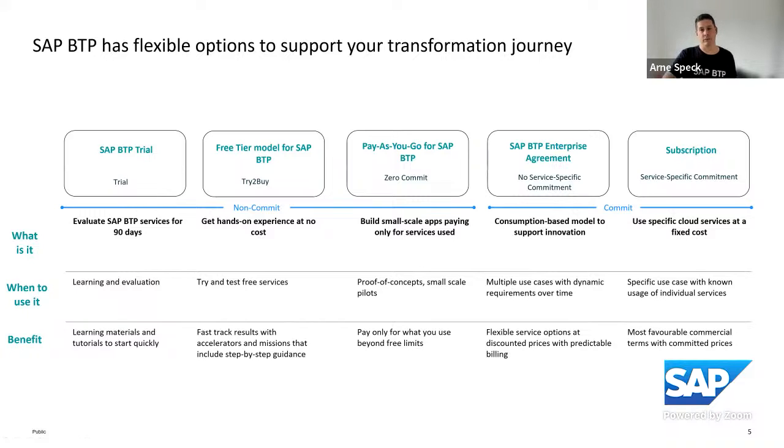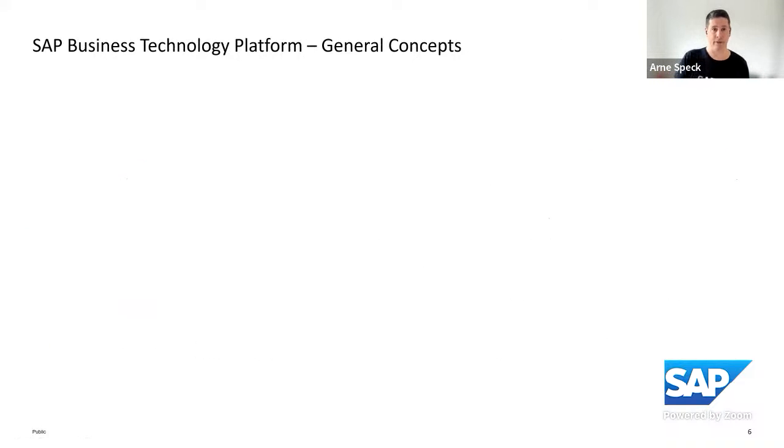Nevertheless, it's also possible to combine the subscription contract with, for example, an enterprise agreement or with a pay-as-you-go contract, which then means you can also combine that in a single global account so that everything that goes beyond what you have in your a la carte subscription contract then will be booked according to the enterprise agreement contract. So that is the concept when we look at the commercial situation.